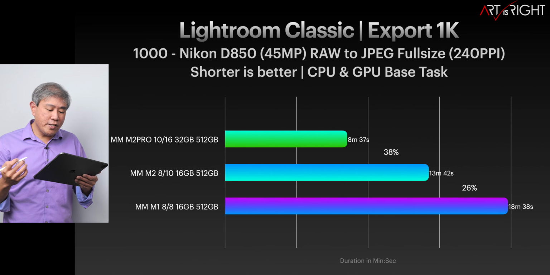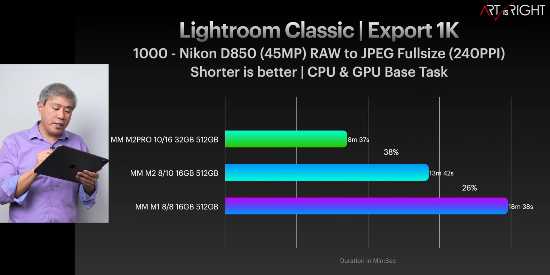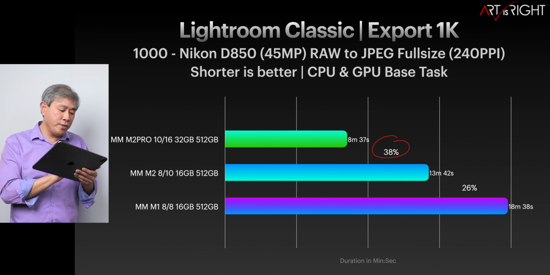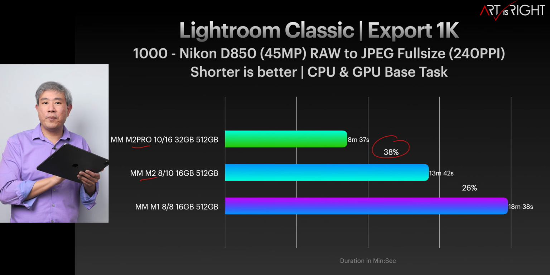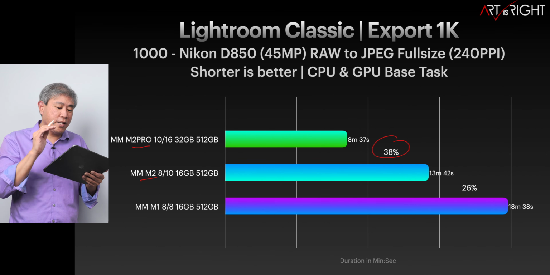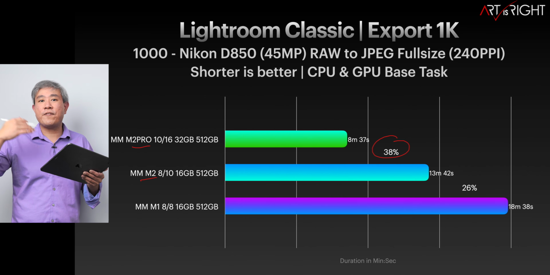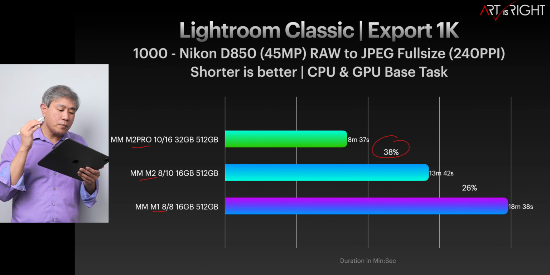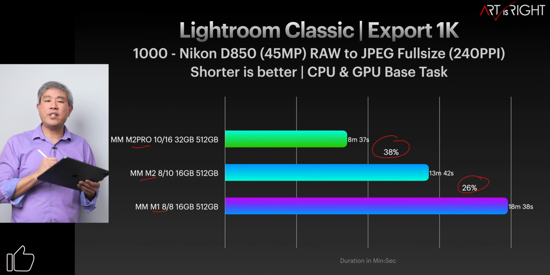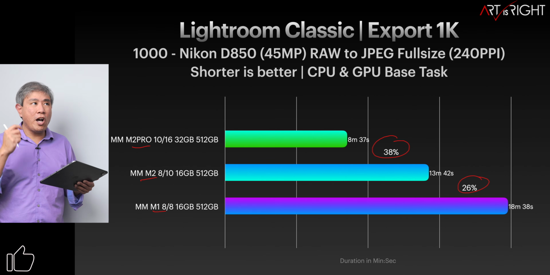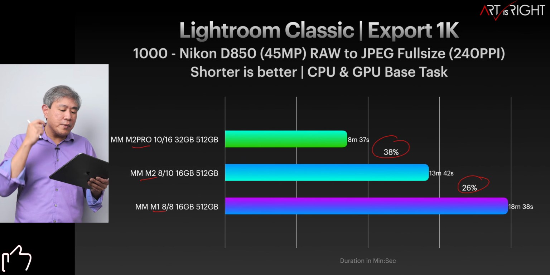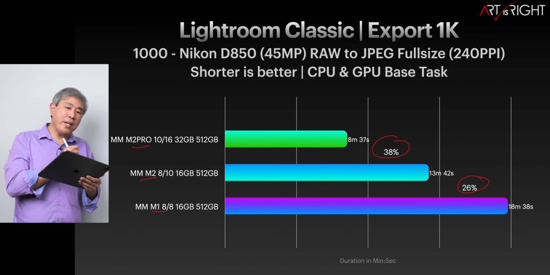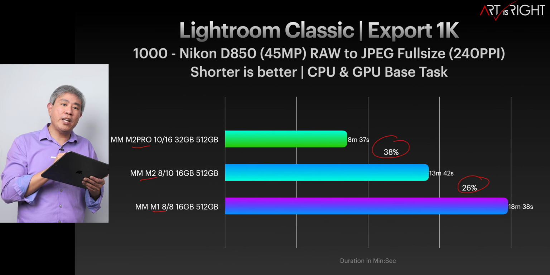As far as percentage of time improvement, we're looking at 38% going from the M2 to the M2 Pro. I say that's definitely worth it. The numbers are high enough that it justifies the price increase. As far as the M1 to the M2 export goes, we're looking at around 26% improvement. It's not insignificant, but I would rather take the bigger leap and cut the export time by more than half going to the M2 Pro.